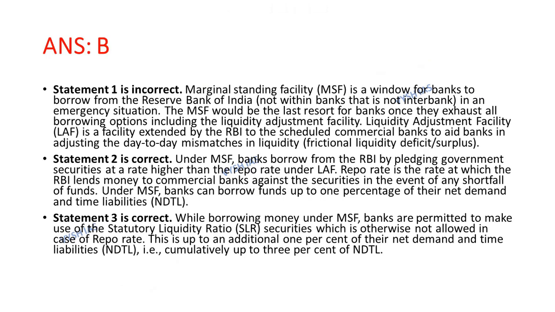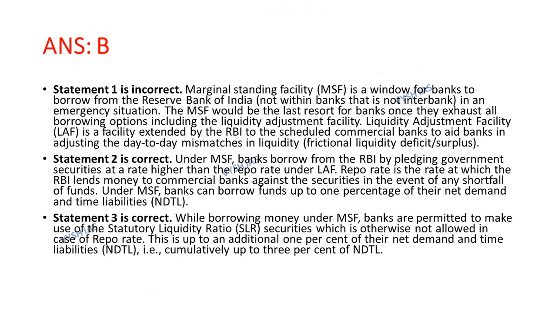Under MSF, banks borrow from RBI by pledging government securities at a rate higher than the repo rate. Under LAF, the repo rate is the rate at which the RBI lends money to the commercial banks against securities in the event of any shortfall of funds. Under MSF, banks can borrow funds up to 1% of their net demand and time liabilities.